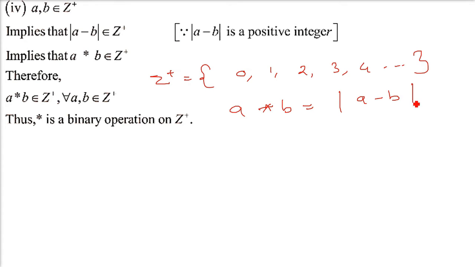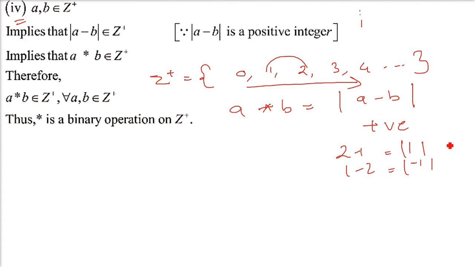Now, this already we have taken in the first part, right? So what we said, when we take the value A star B, it was not a binary operation. But here we have a modulus. Modulus will always give you a positive number. So these are all positive values. Even if you subtract a higher value from a lower value, you'll get a negative value. For example, 2 minus 1 and 1 minus 2, they are 1 and negative 1. But still, since we have this modulus, it will always give you a 1. So this star is a binary operation on Z plus.